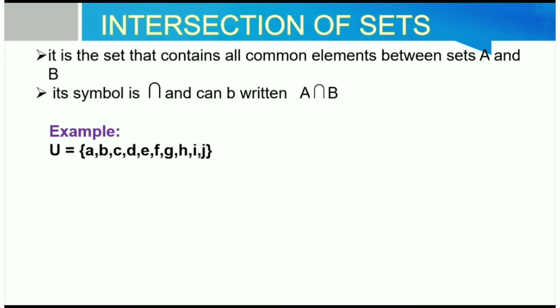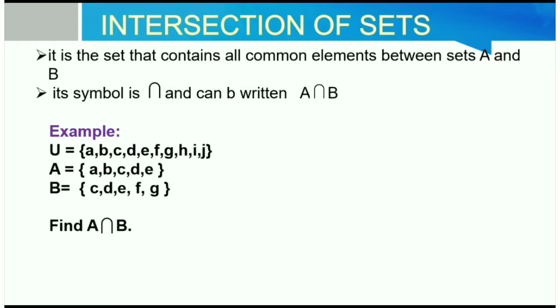Okay, let's say meron tayong universal set na may elements na A, B, C, D, E, F, G, H, I, and J. And then we have set A is equal to A, B, C, D, and E. While yung set B natin ay may element na C, D, E, F, and G. Okay, so ang hinahanap is find A intersection B.